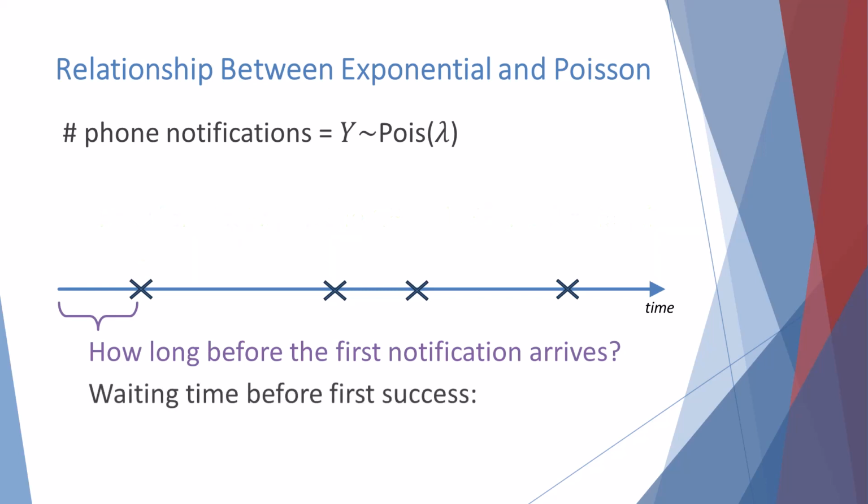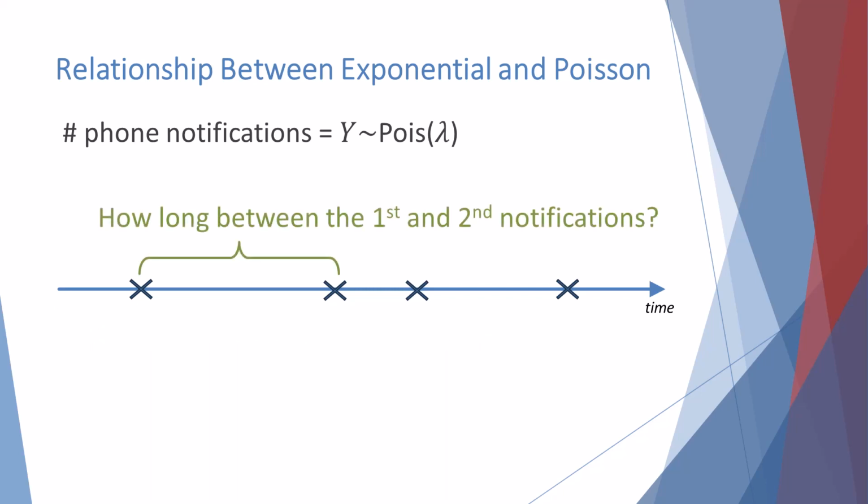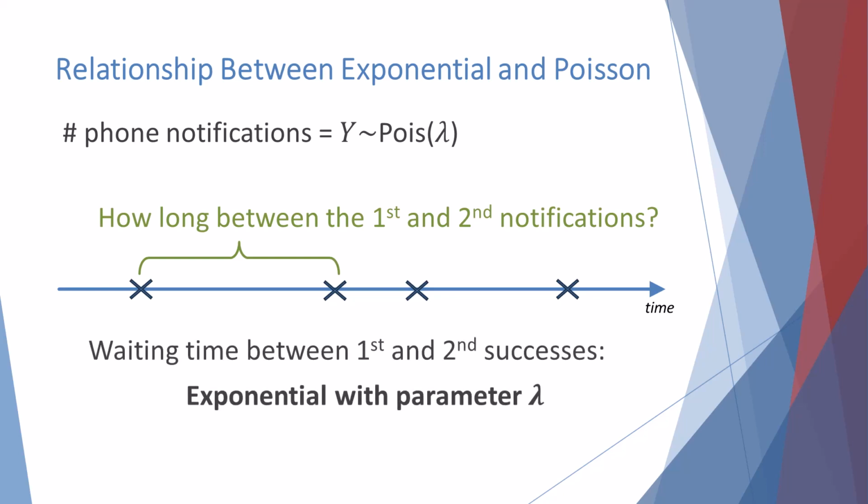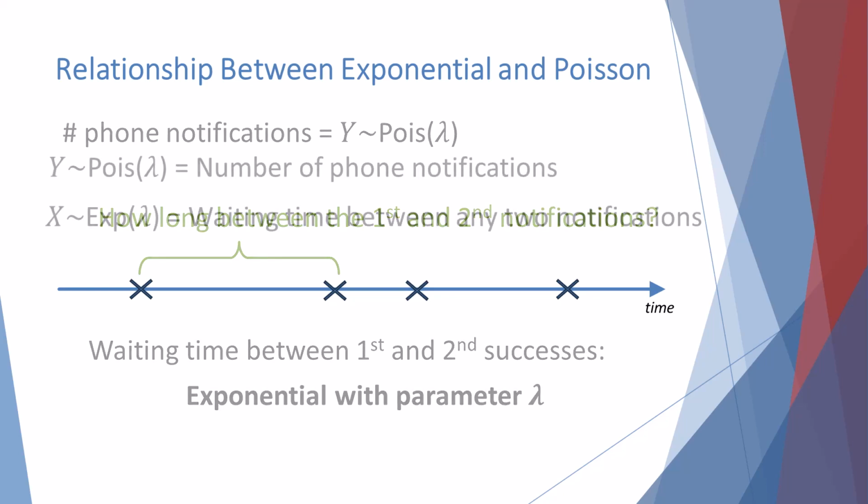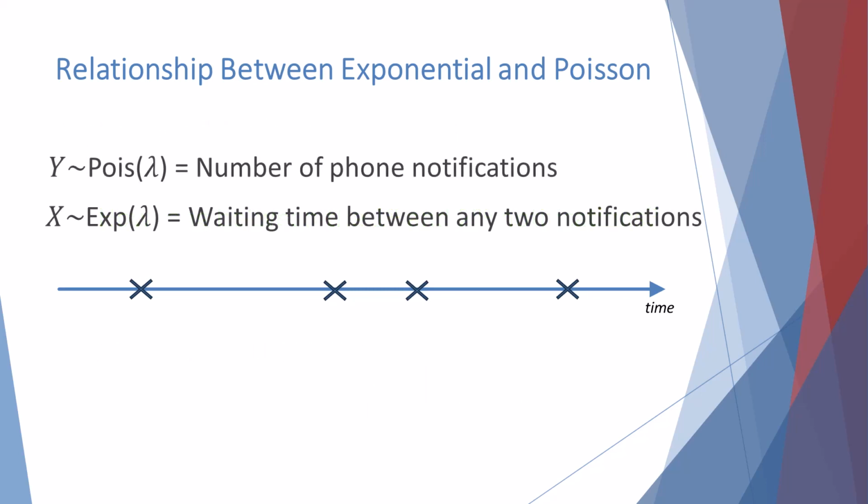Note that the first question is just asking about the waiting time before the first success, which has an exponential distribution with rate lambda. The second question is a little more complicated. It's asking about how long it takes before a notification arrives once the first one has arrived. Now one might think that this time depends on how long it took for the first notification to arrive, but that's not the case because of the memoryless property. No matter how long it took for the first to arrive, the time it takes for the second to arrive will also have an exponential distribution. Similarly, the waiting time between any two notifications will be exponential with rate lambda.